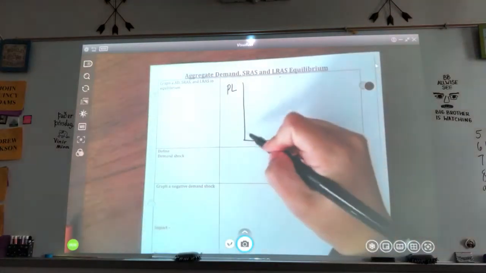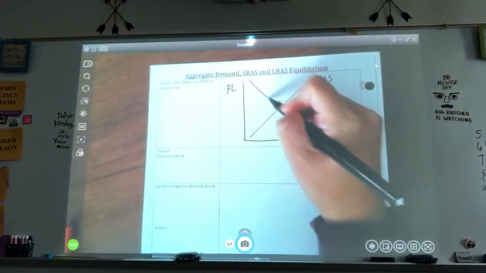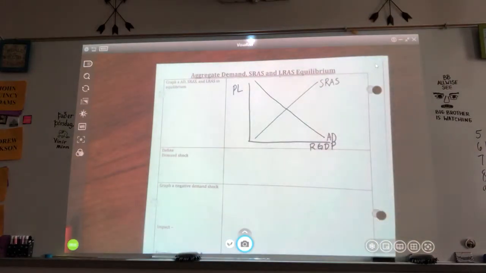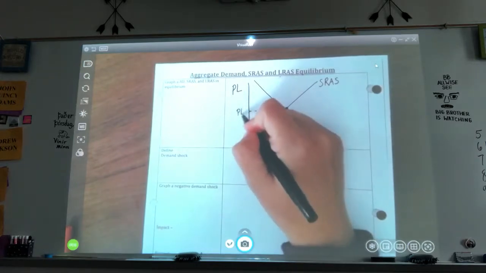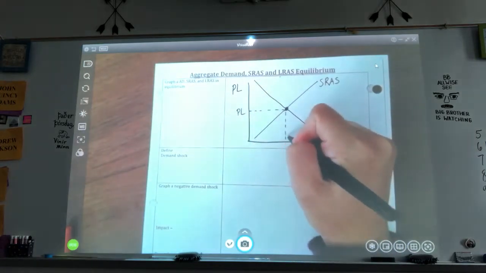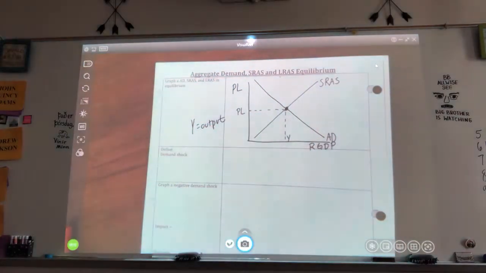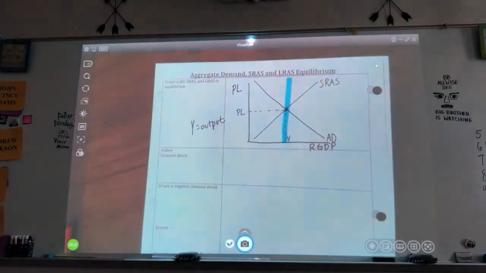Okay, my short run aggregate supply curve will slope upward, and my aggregate demand curve will slope downward. I know where this equilibrium point is, where my price level is going to lead to my output, which is Y. And where the short run aggregate supply and the aggregate demand curve intersect, this will become my long run aggregate supply.